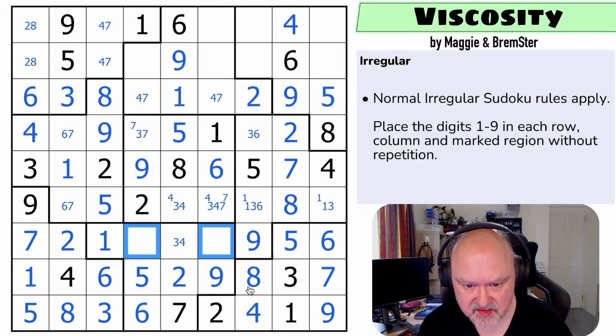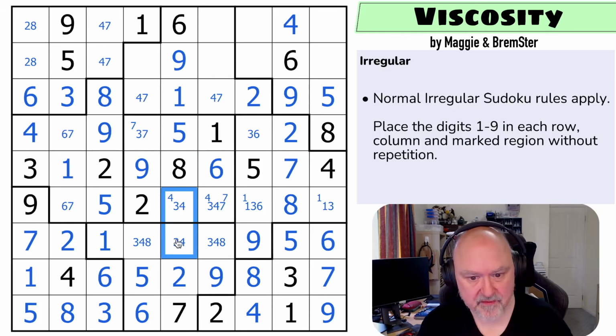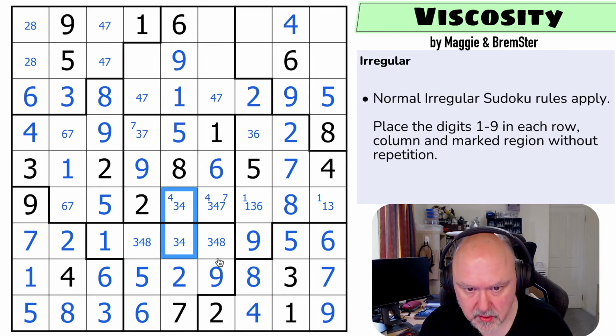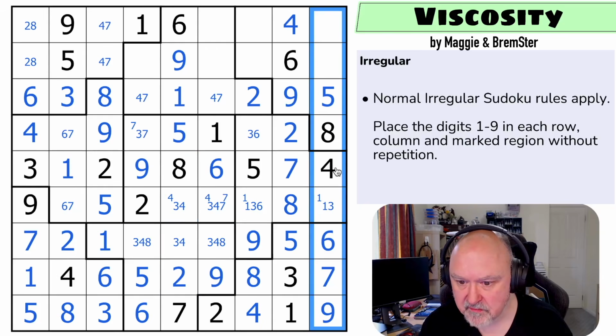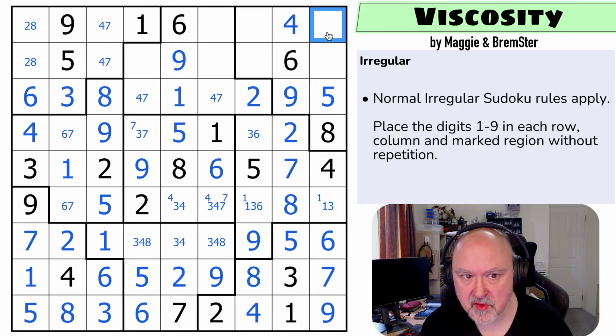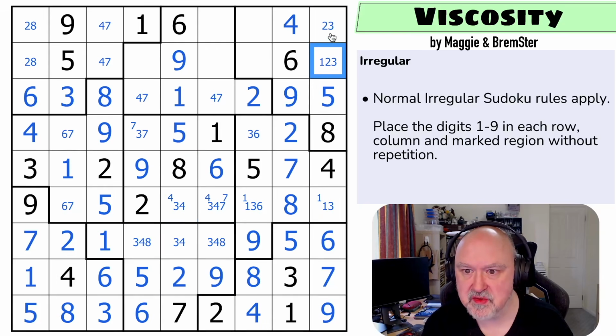So this is a triple now. 3, 4, 8. That 3-4 pair did so much work. So what am I missing in this column? 1, 2, 3, 4, 5, 6. Yeah, there's got to be a 2 in one of those. So this is 2 or 3. This is 1, 2, 3. 1, 2, 3, 4, 5. There's got to be a 7 in one of those two.